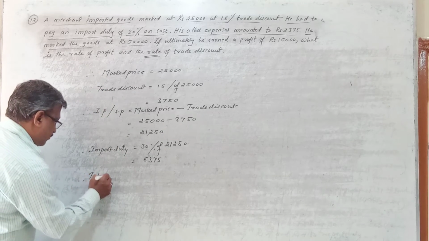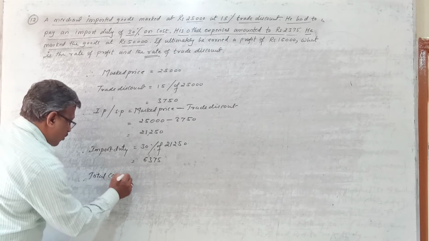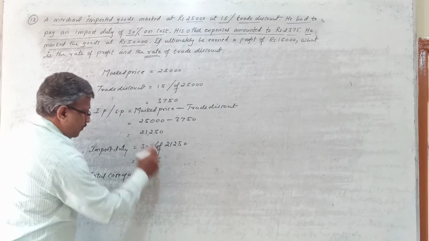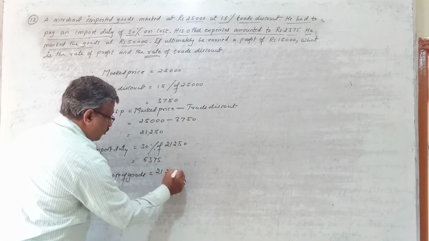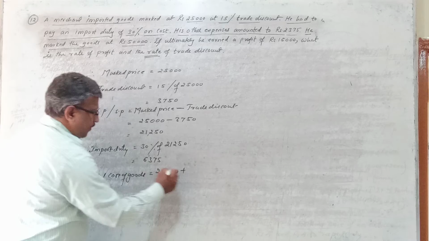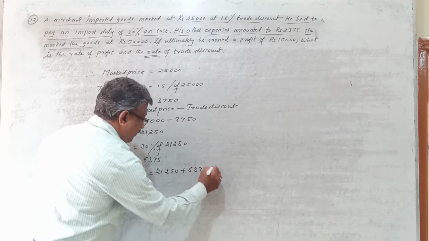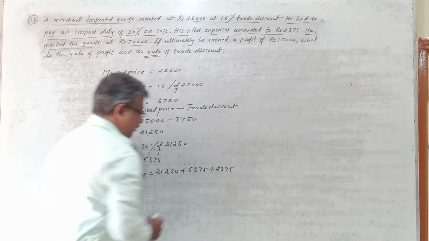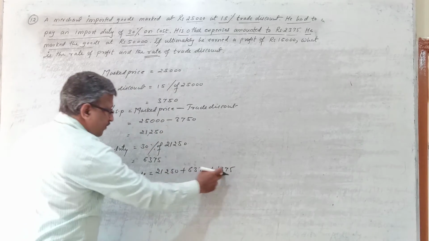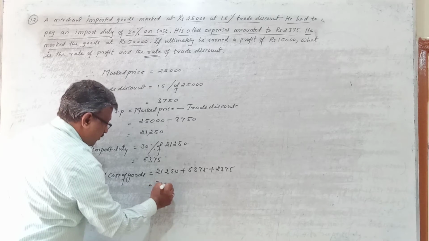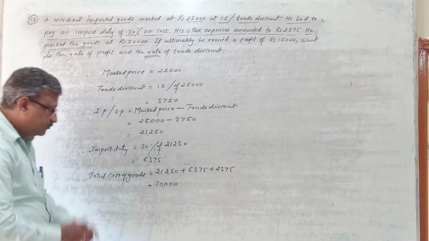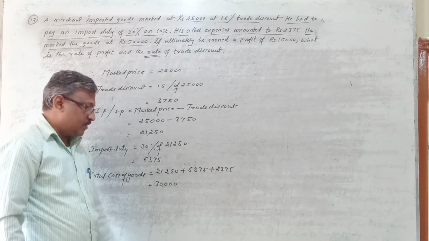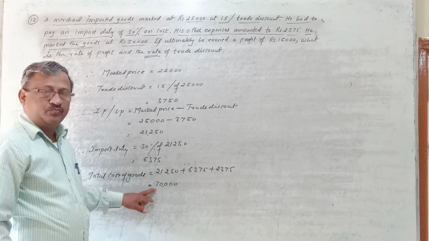That is total cost. What do you call? That is total cost of goods. Total cost of goods is equal to 21,250 rupees, on that he has to pay 6,375 rupees tax, plus other expenses 2,375 rupees. So if you make the total of these three, the total comes to how much? It is 30,000. So totally those goods cost him 30,000 rupees.